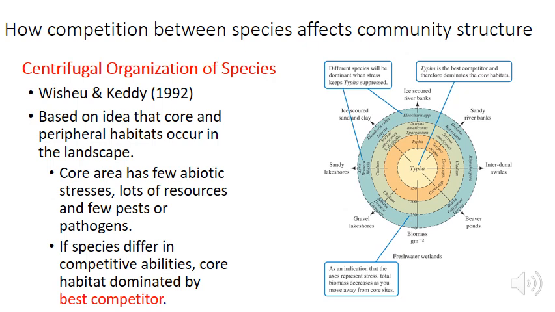In contrast to the core, there are many peripheral habitats which differ from the core in various ways. So they have greater abiotic stress, so maybe less sunlight, higher levels of salinity, and greater biotic stress as well. There's probably more pests, more pathogens, so other things that species have to tolerate. And in these peripheral habitats lie many species that have probably low competitive ability, but greater ability to tolerate stress.